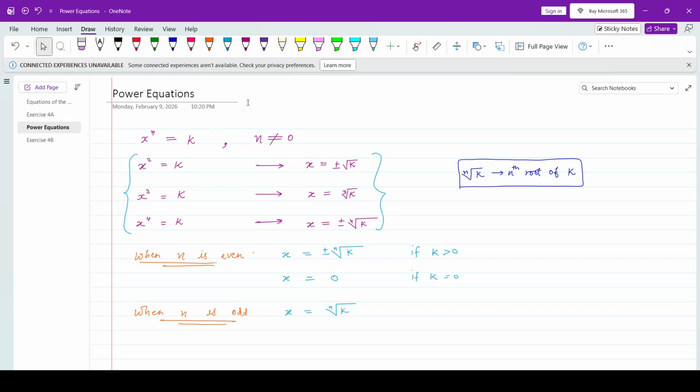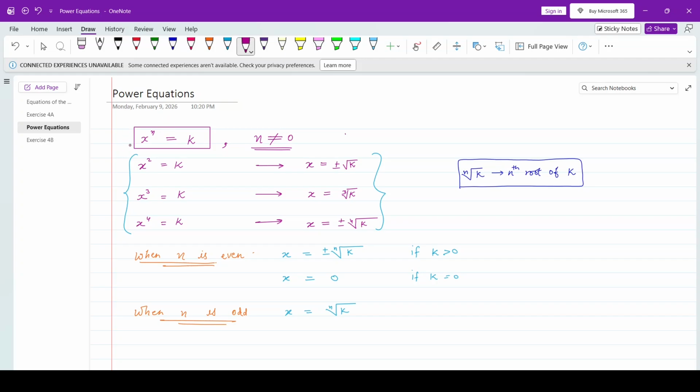Today we'll be starting a new topic called power equations. What are power equations? If an equation is in this form, x raised to the power n is equal to k, where k is a constant, we can say that this equation is a power equation. Now in this case, this condition must be true: n must not be equal to 0.